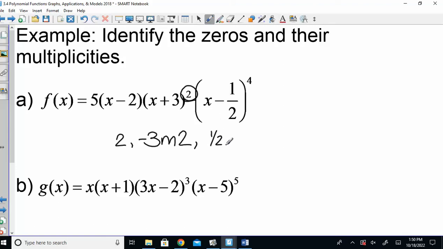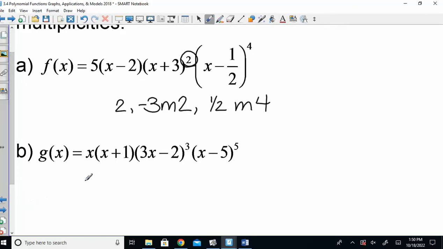What about x minus 1/2? Multiplicity of 4. Multiplicities are going to be very important to a graph. You alright? Yeah. When I look at this one, if it's just an x out in front, what's your 0? If it's x plus 1, 3x minus 2, and x minus 5.